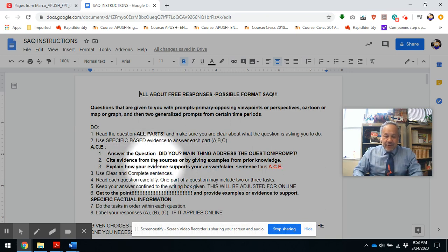Cite evidence from the sources. Explain how your evidence supports your answer. This is called ACE. You can see that online. You can go to YouTube and see all the strategies in here. And that's what they call it. Answer the question, cite the evidence from the sources, and explain how your evidence supports your answer.